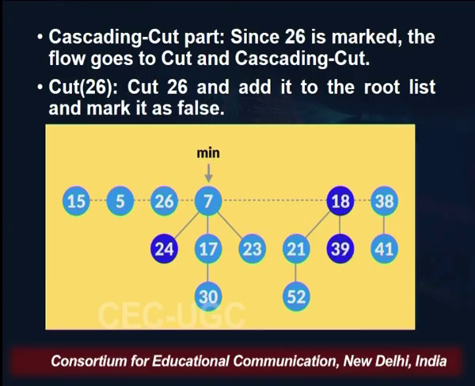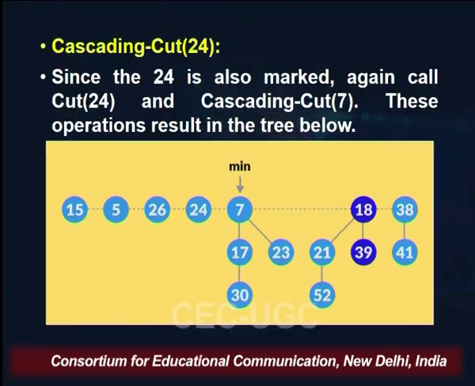So this is one operation which also creates marked nodes. 24 has been marked as the result of the operation cut, and 26, which was already marked, has been changed to marked false as the result of cascade cut. So what I am trying to say is that this operation is involved in the creation and destruction of marks on the nodes, to say it precisely.